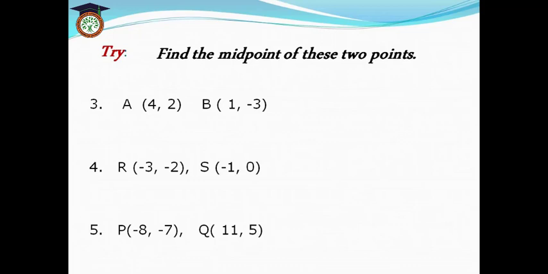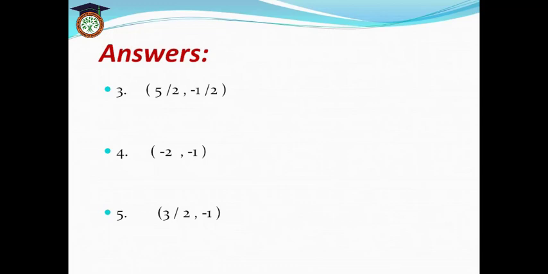Let's check the answers together. Question 3, the answer is (5 over 2, -1 over 2). Question 4, the answer is (-2, -1). Question 5, the answer is (3 over 2, -1).